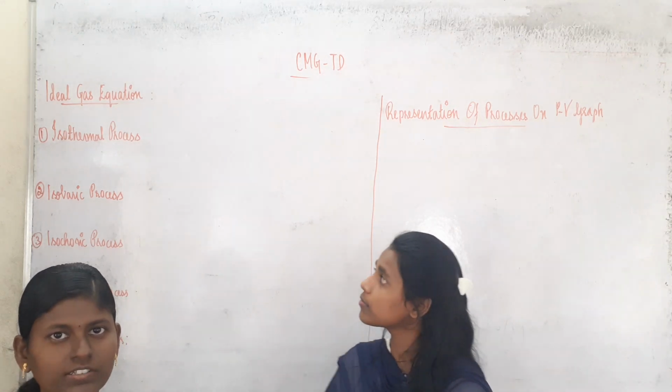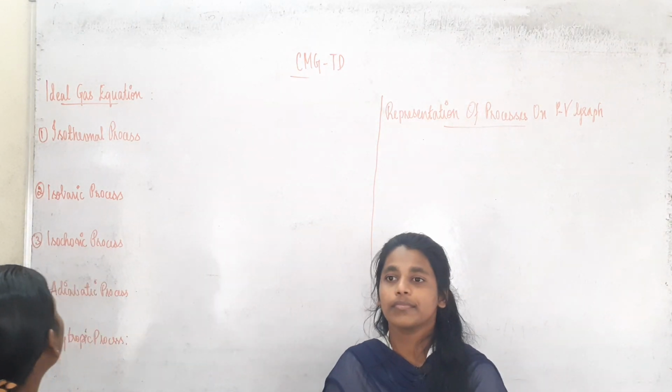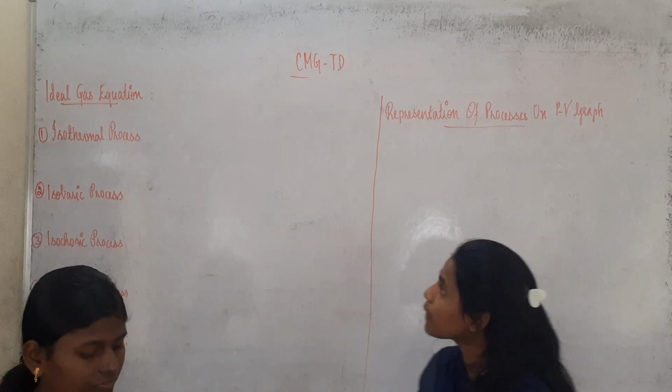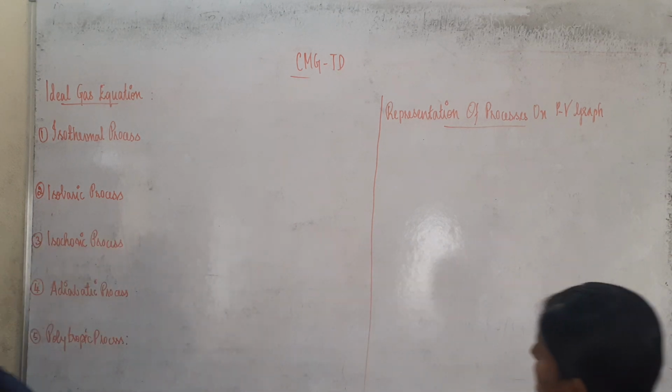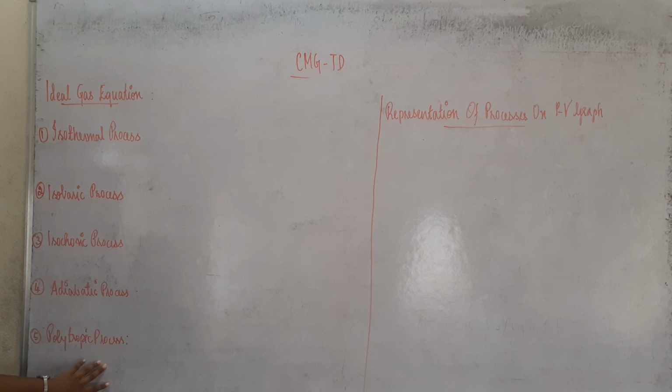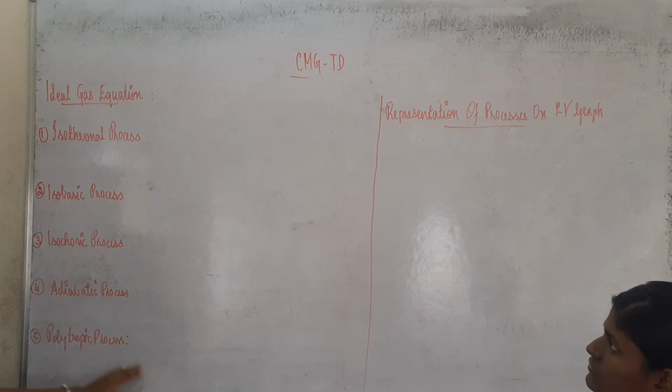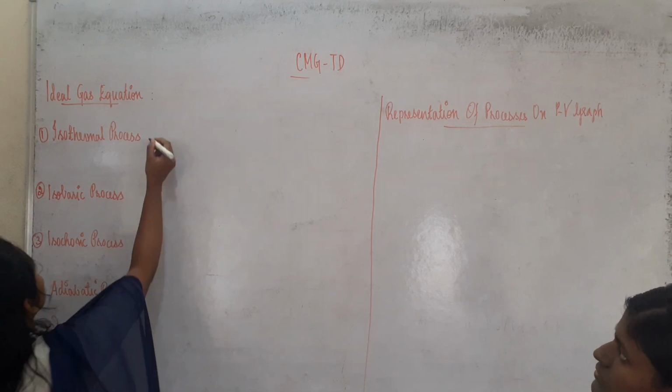Today we are going to do thermodynamics, and the topic is the ideal gas equation and representation of process on PV graph. In the ideal gas equation, we can see there are 5 processes taking place. First one is isothermal, then isobaric, isochoric, adiabatic and polytropic process. So firstly we will be seeing about isothermal process.